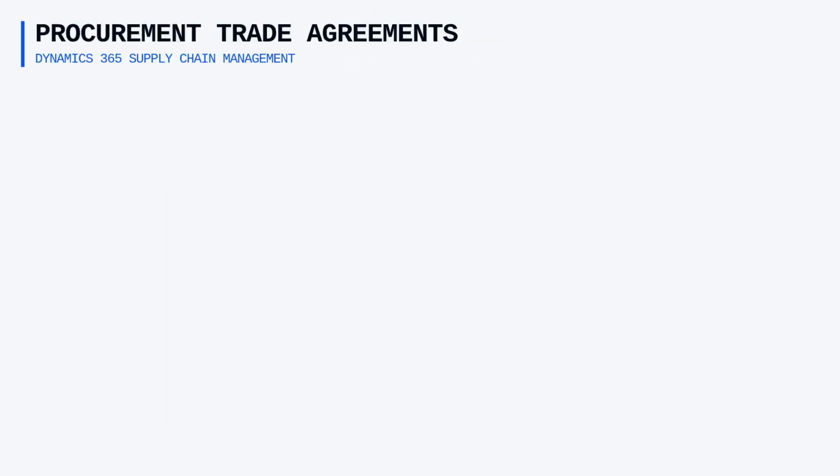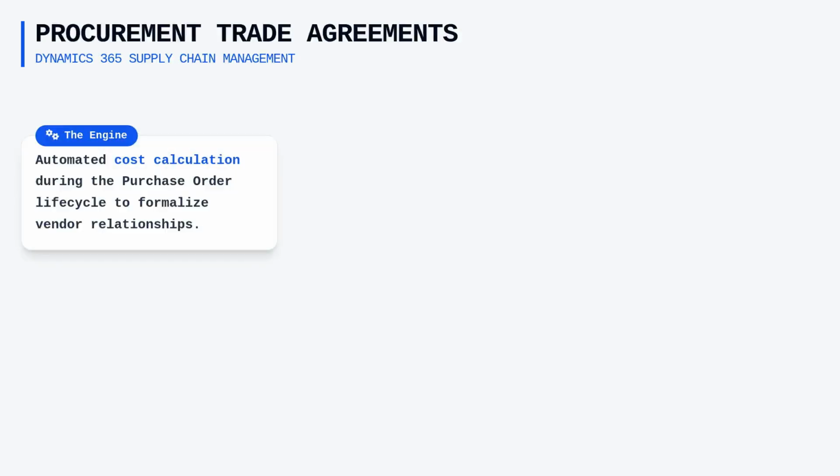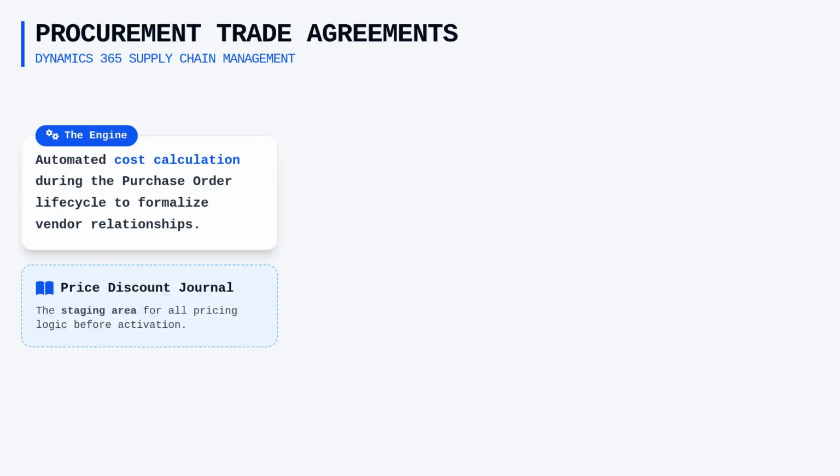Procurement trade agreements in Dynamics 365 supply chain management function as the fundamental engine for automated cost calculation during the purchase order lifecycle. When you define these agreements, you are essentially formalizing the commercial relationship between your organization and your vendors. At the configuration level, we start with the price discount journal, which acts as the staging area for all pricing logic.